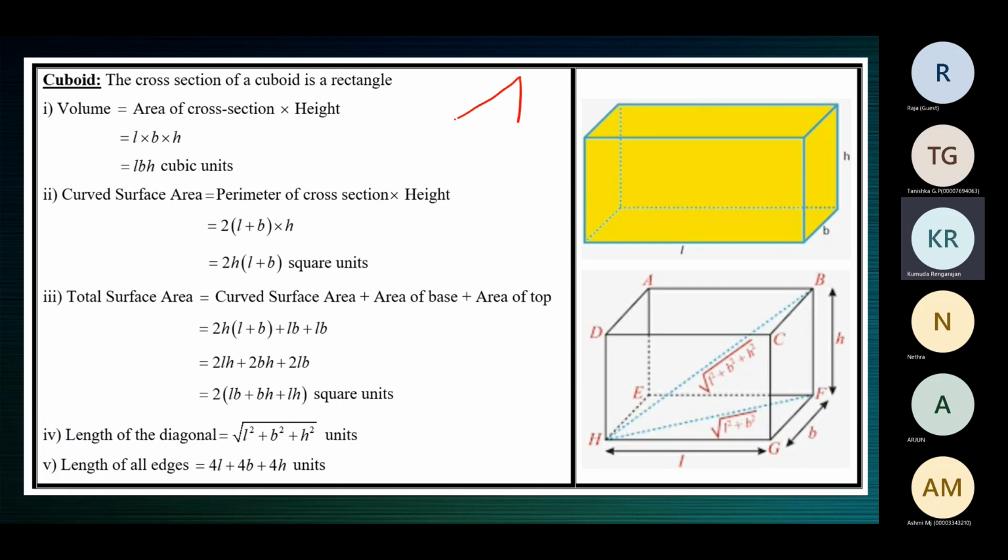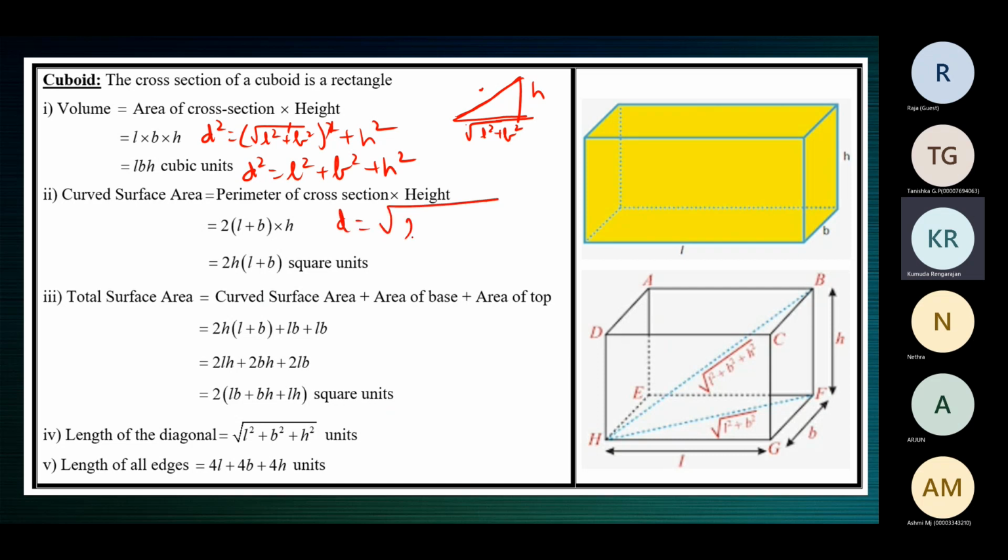So see here, this is the length of the diagonal of the cuboid. This one is root of L square plus B square, and this one is H. So how do we apply Pythagoras theorem? Diagonal square is equal to this one, the whole square. The square on the hypotenuse is equal to the sum of the squares of the other two sides. So d square is equal to the square root and square, they are eliminated, so L square plus B square plus H square. So d is equal to square root of L square plus B square plus H square.